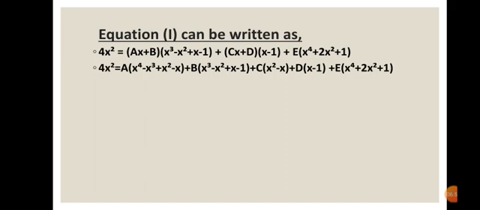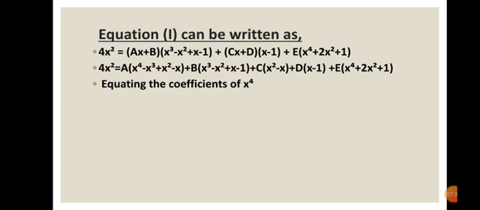Moving on, students, 4x square is equal to a into ax. I have multiplied ax by the second factor. So a into x raised to power 4 minus x cube plus x square minus x, and b is also multiplied by the second factor. So b into x cube minus x square plus x minus 1, and cx is also multiplied by x minus 1. So c into x square minus x, and d into x minus 1. The last term will remain the same.